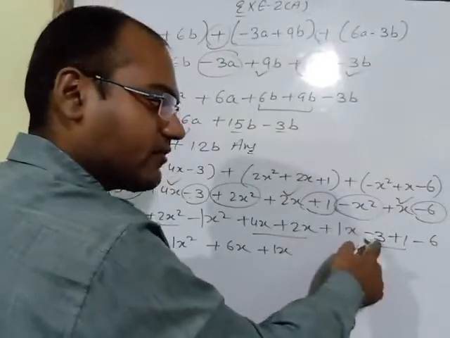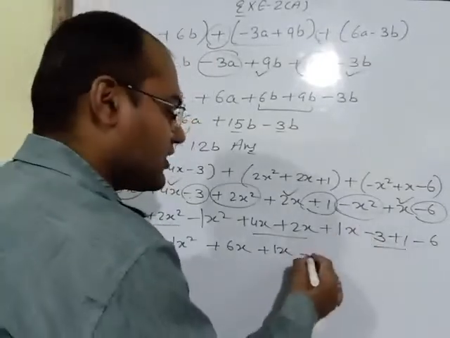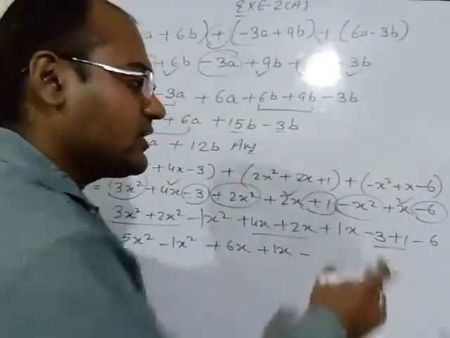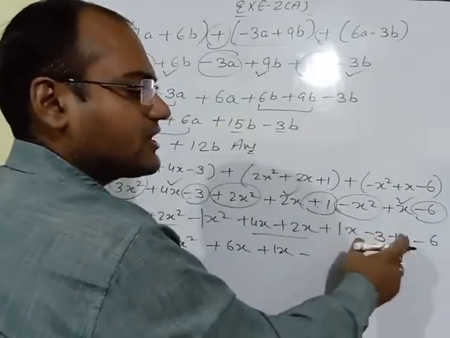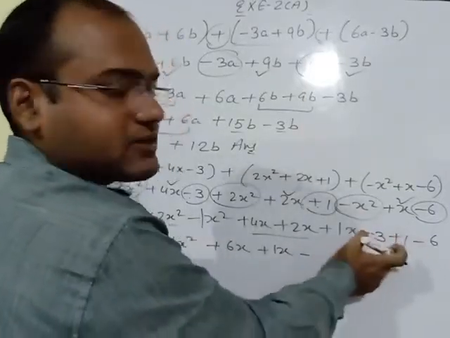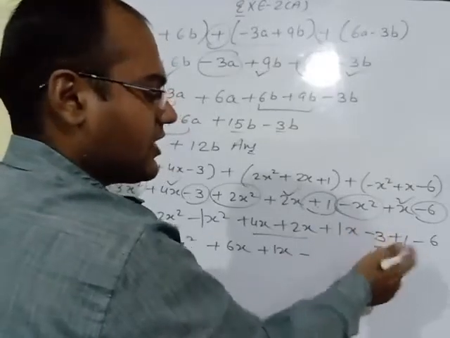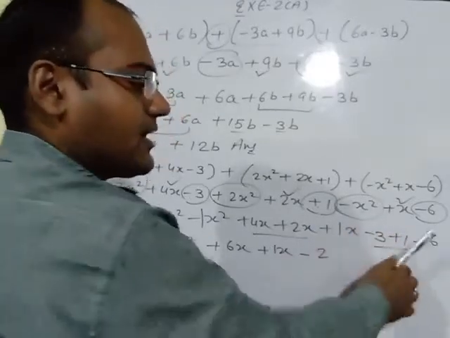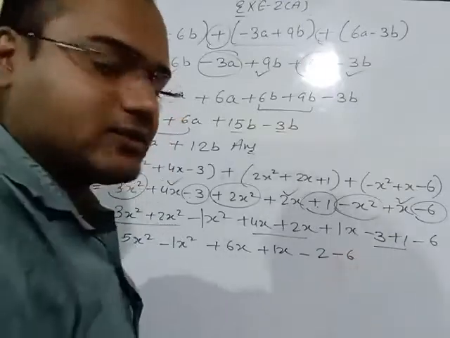3 is greater. What is the sign of 3? Minus. So in the answer also you have to put a minus sign. And minus 3 plus 1, minus plus minus, so we will subtract these two. Minus plus minus. So on subtracting 3 and 1 we will get 2. Minus 6 is the remaining number, so we will write it as it is.